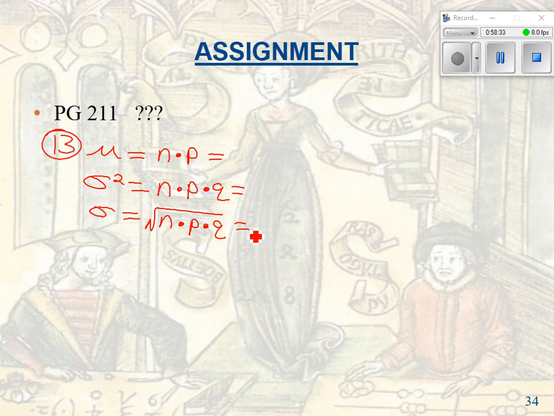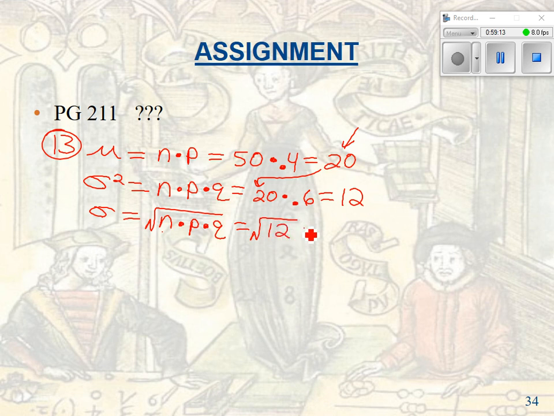What's n for number 13? 50. What's p? 0.4. What's that give us? 20. Now, this should be in your calculator. All you got to do is take it times Q. What's Q this time? P was 0.4. What's Q? 0.6. So you just multiply it by 0.6. What's that give you? 12. And then you just take the square root of 12. 3.46. Those are your 3 answers.